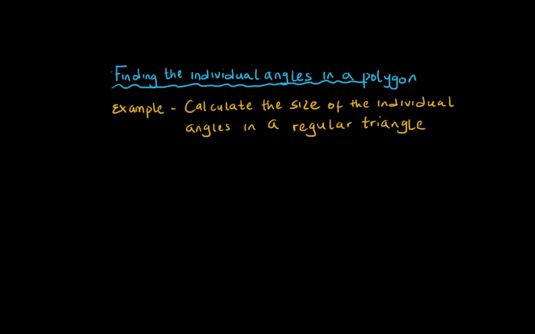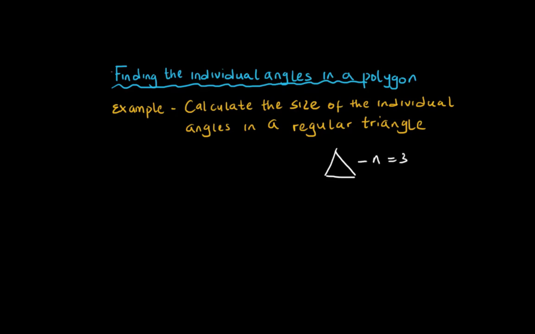Alright, we are told to calculate the size of the individual angles in a regular triangle. Now this is super easy. The first thing you want to remember is what a triangle looks like. A triangle is a polygon with 3 sides. So you know that n equals 3.